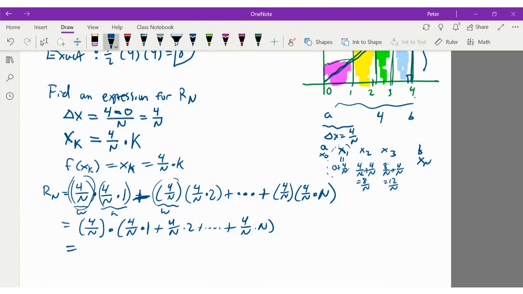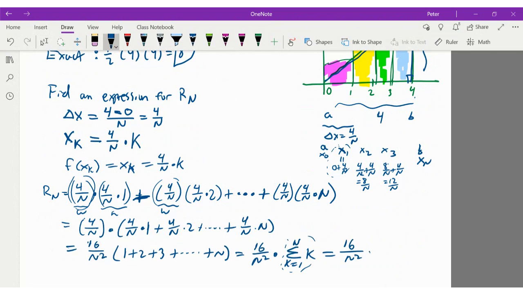I can rewrite this by factoring out another 4 over n, so that gives me 16 over n squared times 1 plus 2 plus 3 plus dot, dot, dot, plus n. And look at that. That comes out to 16 over n squared times the sum from k equals 1 to n of k. Using the formula on the last page, I can replace this with 16 over n squared times n plus 1 over 2.